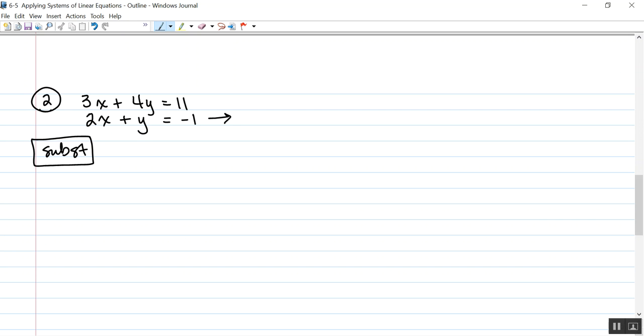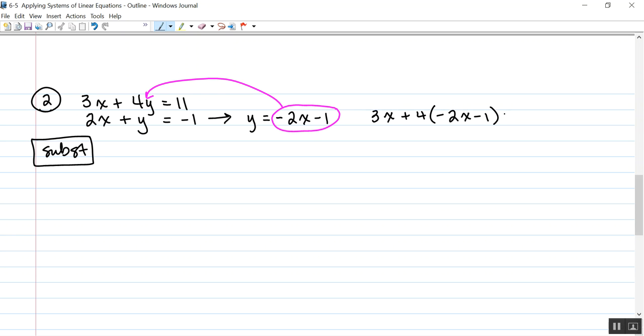To get y all by itself, I'll have to subtract a 2x on each side, so that gives me y equals -2x minus 1. Let's take that, that's what y equals, and let's substitute that into the other equation. So that's going to give me 3x plus 4 times -2x minus 1 equals 11.